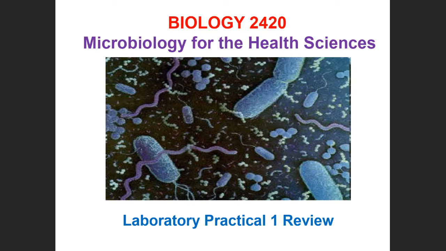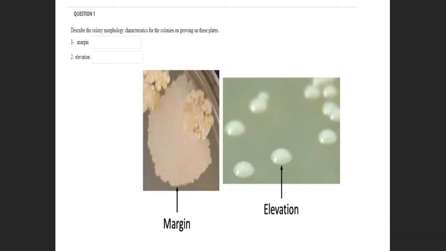I've got a few questions to go over with you, but I wanted to tell you a little bit about the setup. If we look at this particular slide, you'll see there's a question about colonial morphology, and then there'll be some directions. For number one, you want to describe the margin. You can see that that particular margin is serrate. Somebody might call it irregular.